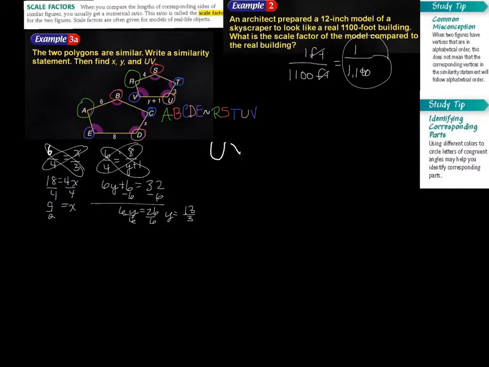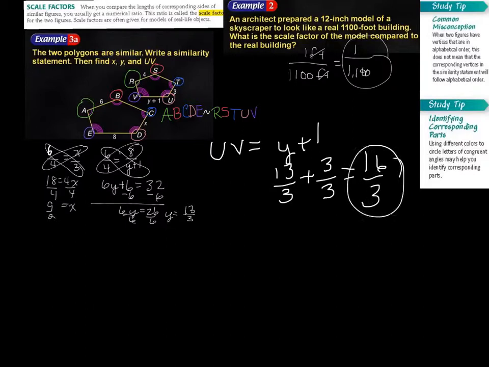And we still need to get UV. I ran out of room, so I made it smaller. UV is y plus 1. Now that I know y is 13 over 3, to add fractions, we need a common denominator. So we're going to get 16 over 3 for UV.